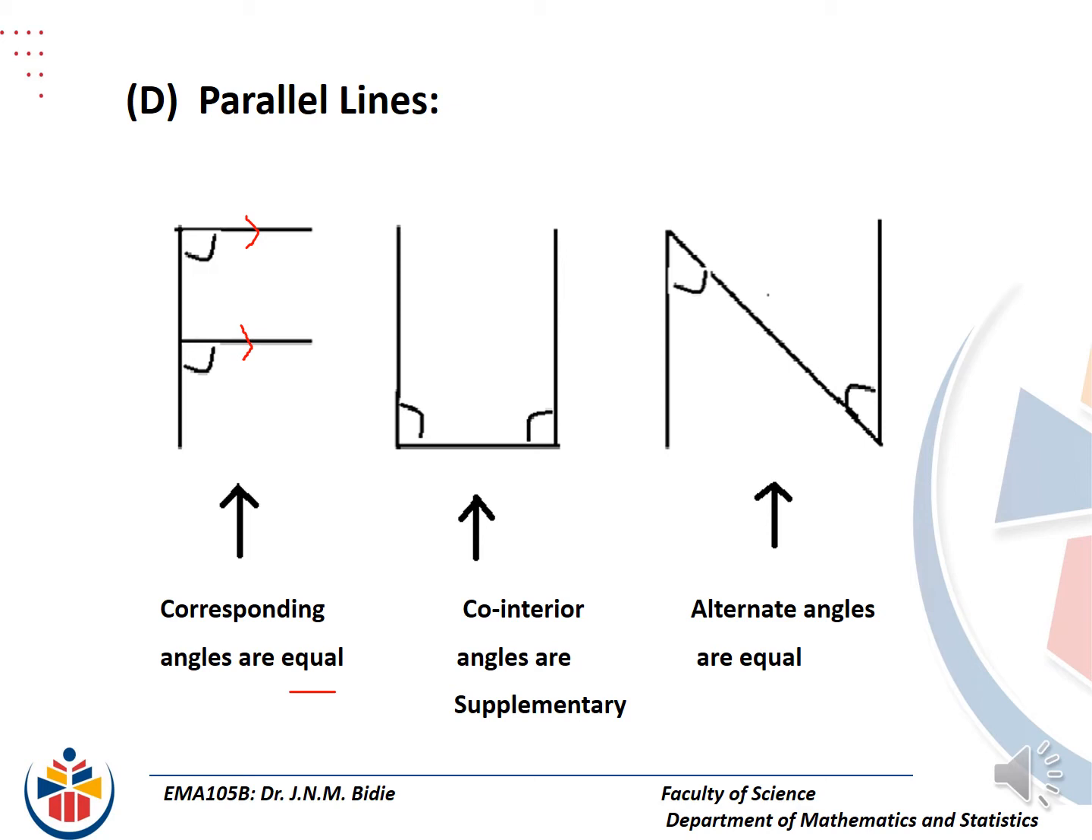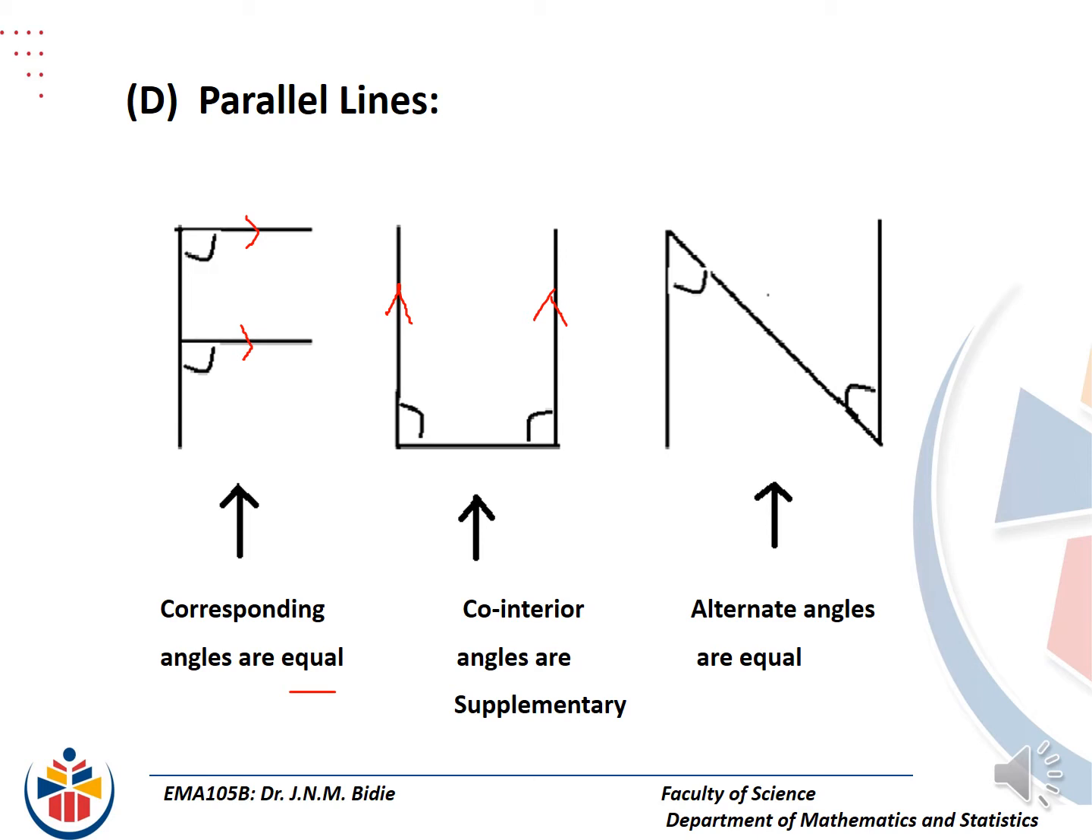And then again, for the second property, if those two lines are parallel, then it means those two angles are called co-interior angles, and the property for parallel lines says that co-interior angles are supplementary.